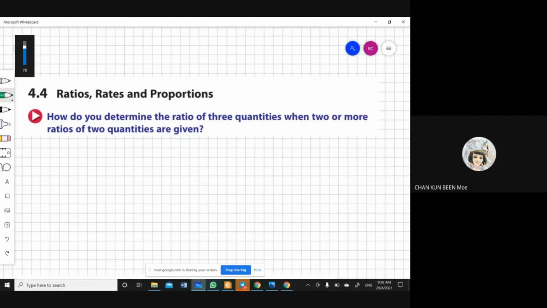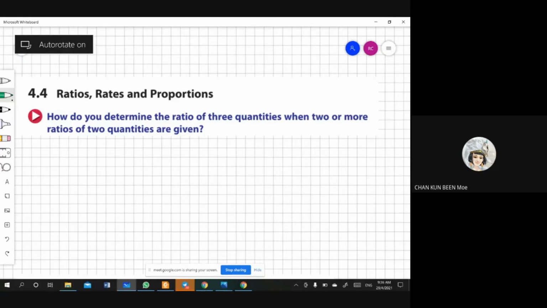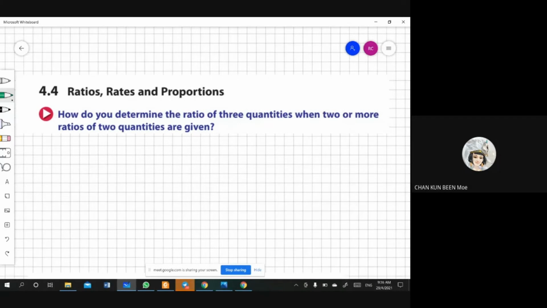How do you determine the ratio of three quantities when two or more ratios of two quantities are given? Do you still remember if I ask you to give me the ratio of two quantities only? Can you give me the ratio of two quantities? For example, the number of red pen to the number of blue pen. Can you give me the example?